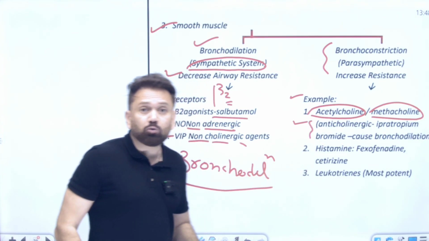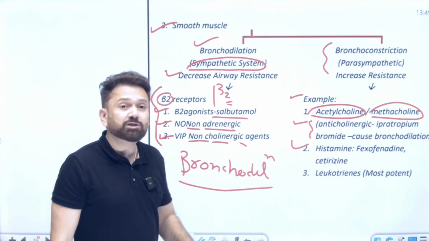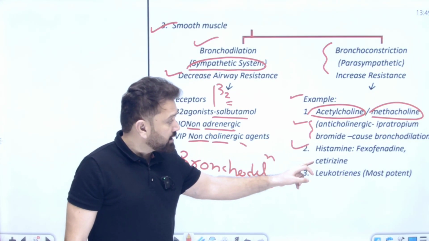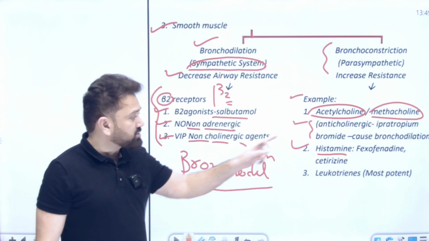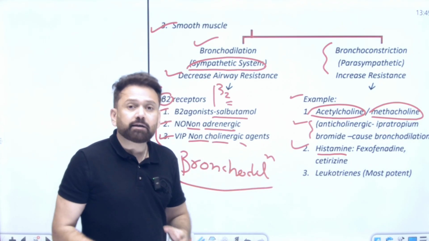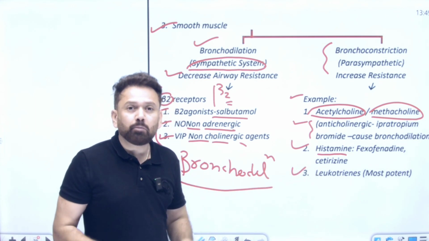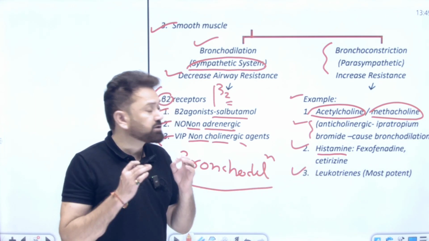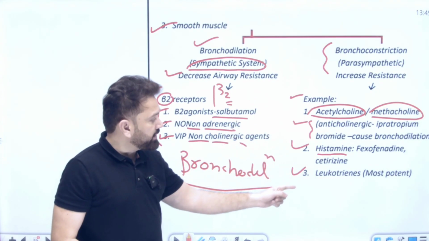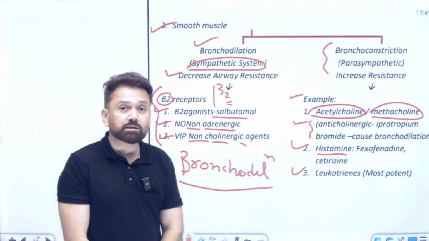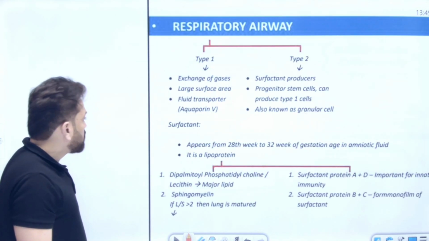It can cause bronchodilation. We can also give antihistaminics, because histamine can cause bronchoconstriction. So if you give fexofenadine, if you give cetirizine, it can cause a bit of dilatation. Then leukotrienes are the most potent bronchoconstrictor. Remember that. Among acetylcholine, histamine, and the rest, who is the most potent? Answer is leukotrienes.